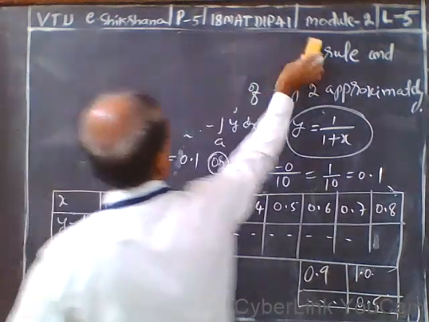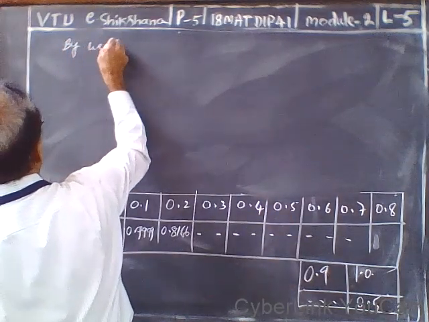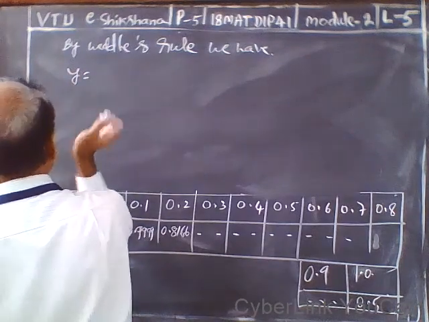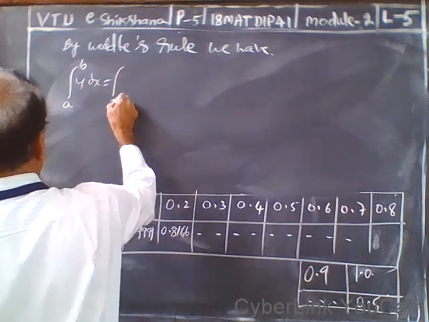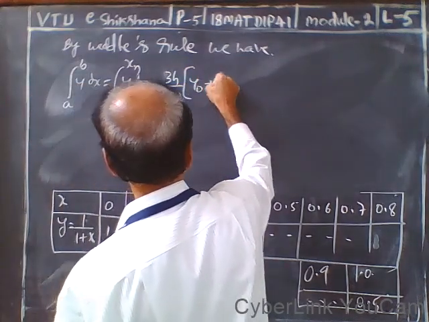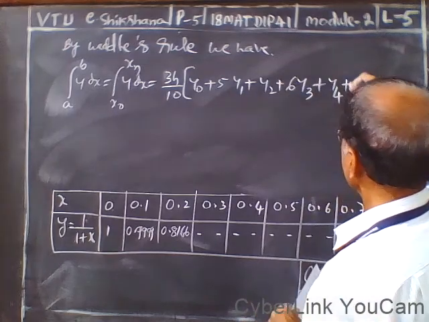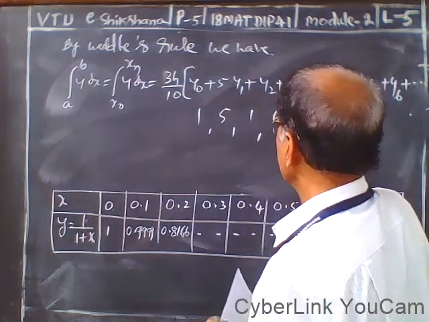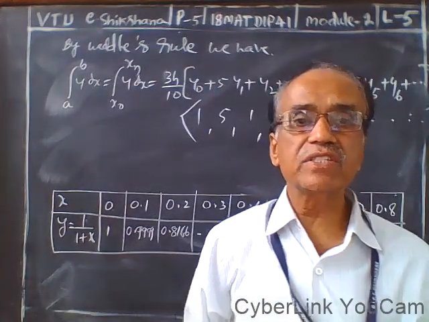Then by Weddle's rule in this case, all the values when you calculate by Weddle's rule, what is that equation? That is the integration from a to b of y dx, otherwise x0 to xn of y dx, equal to 3h by 10 multiplied by y naught plus 5 times y1 plus y2 plus 6 times y3 plus y4 plus 5 times y5 plus y6, and plus so on. This is the order 1, 5, 1, 6, 1, 5 and then 1 and so on. In this order of the coefficients, you can easily remember all these coefficients.